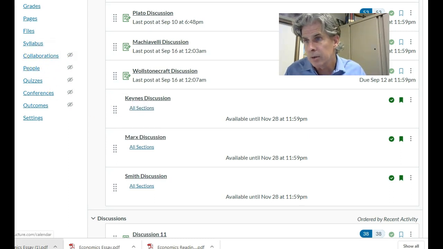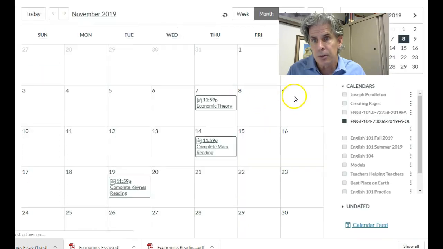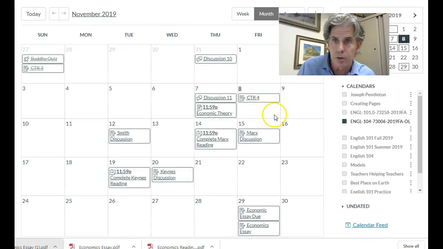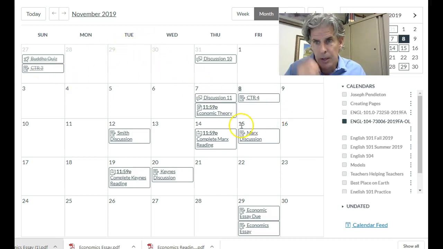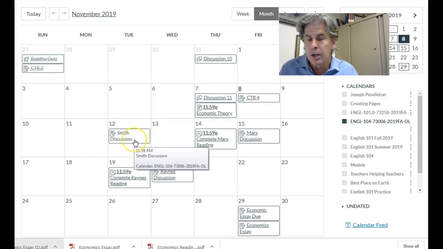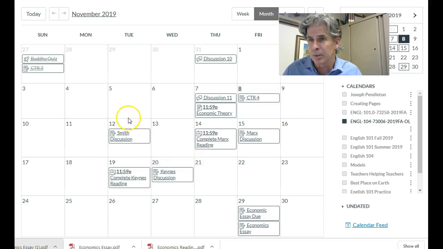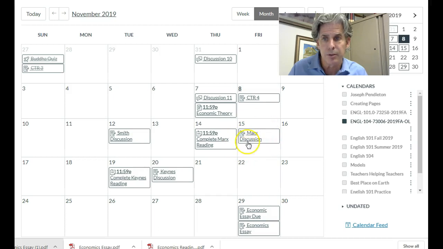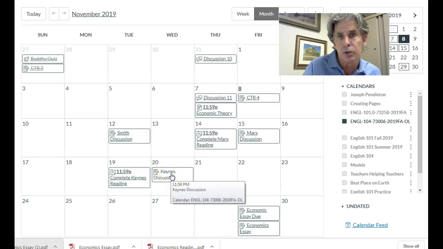So you've got a calendar that's asking you to get these discussions done within a certain time frame. So I've just clicked on the calendar, and what I want is the Smith done on the 12th. That's in good shape. Now I'm going to leave it open a little bit longer, but you really need to get it done by the 12th, or else you're going to be falling behind. So complete the Marx reading by the 14th, and then do the Marx discussion by the 15th. And then do the Keynes by the 19th and write his discussion up by the 20th. That will put you in good shape, okay?